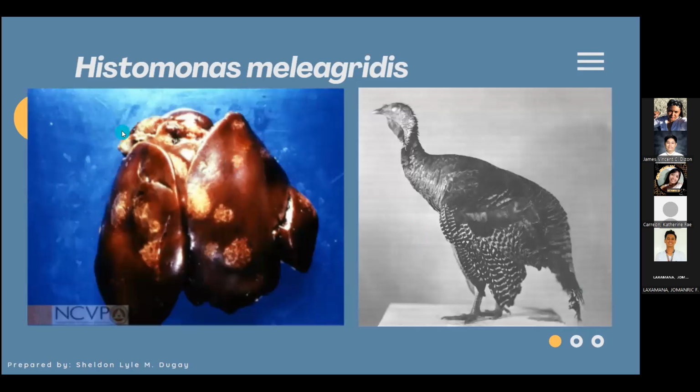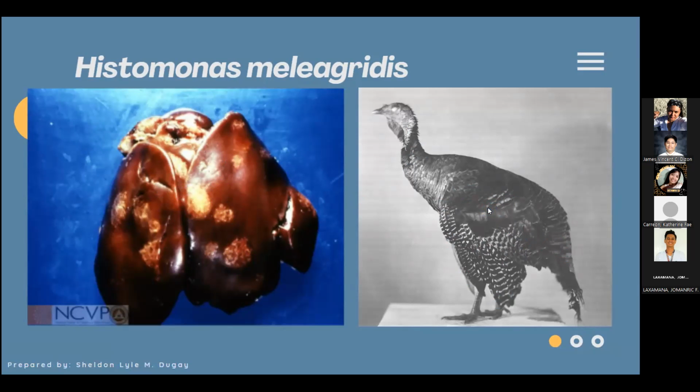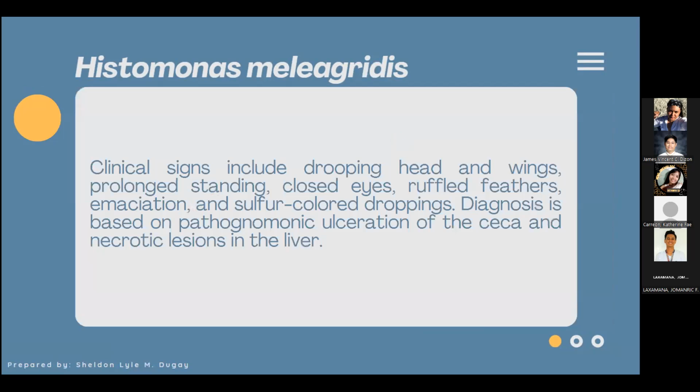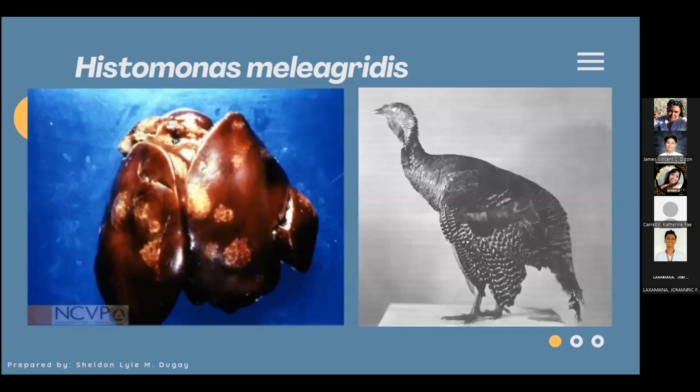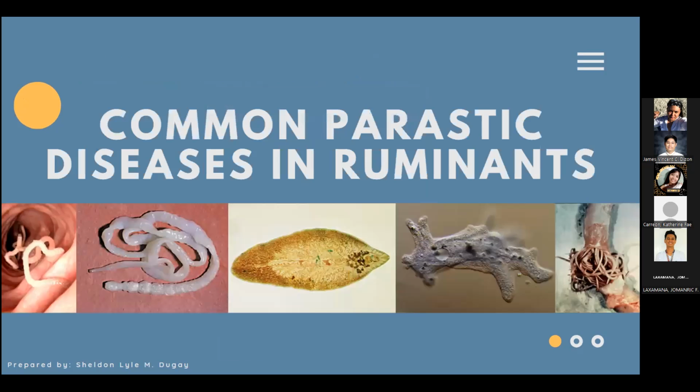So, ito yung example ng necrotic na liver. Ayan, parang yung sa milk spots ng Ascaris suum, no? Nagkakaroon sila ng fibrosis din sa liver. Tapos, ito yung dinidescribe niya kanina, yung nakababa yung feathers, ruffled yung feathers, tapos naka-close yung eyes, tapos prolonged standing. Ayan, ganyan yung itsura nila. Tapos, ganito yung kulay, kasi nga sulfur colored daw yung feces nila kapag Histomonas meleagridis infection.